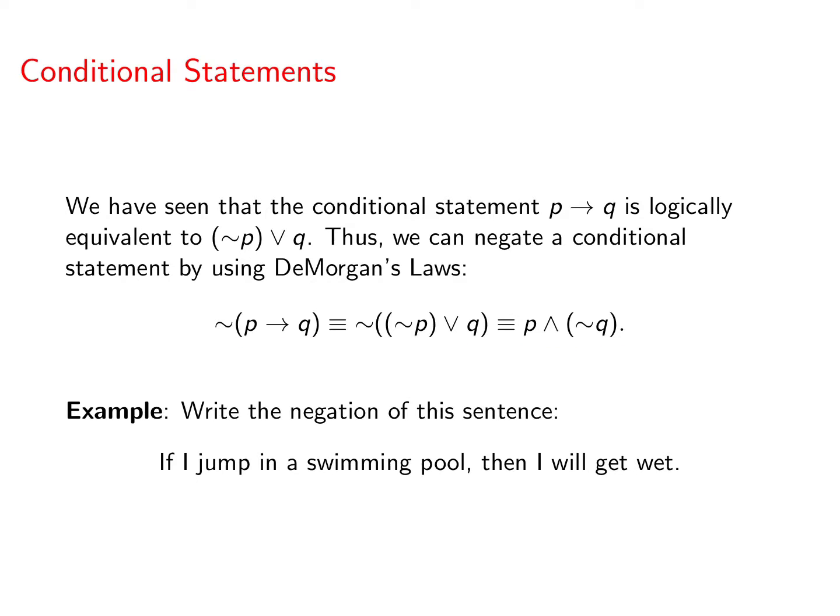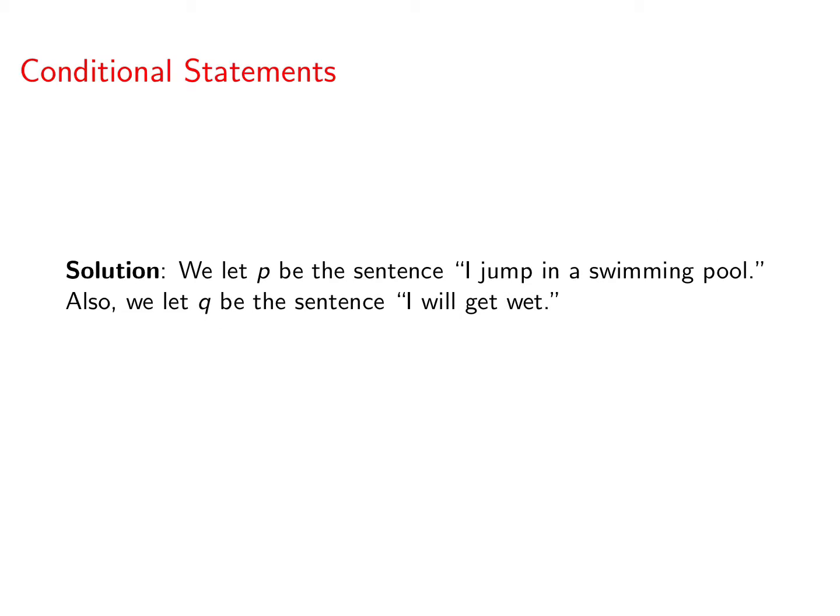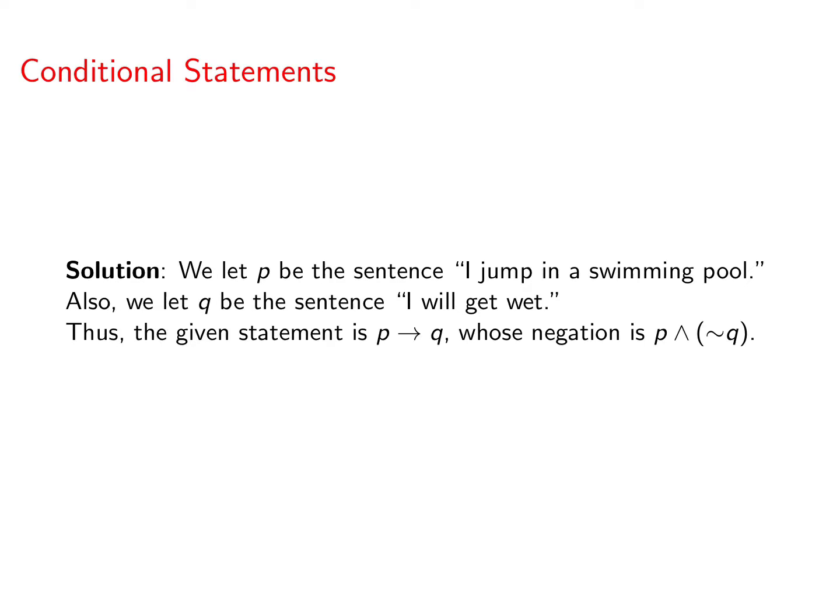Okay, let's do an example. Let's write down the negation of this sentence. If I jump in a swimming pool, then I will get wet. So I'll let P be the sentence, I jump in a swimming pool. And we'll let Q be the sentence, I will get wet. So that means the statement that we were given can be written as P implies Q, and its negation will be P and not Q.